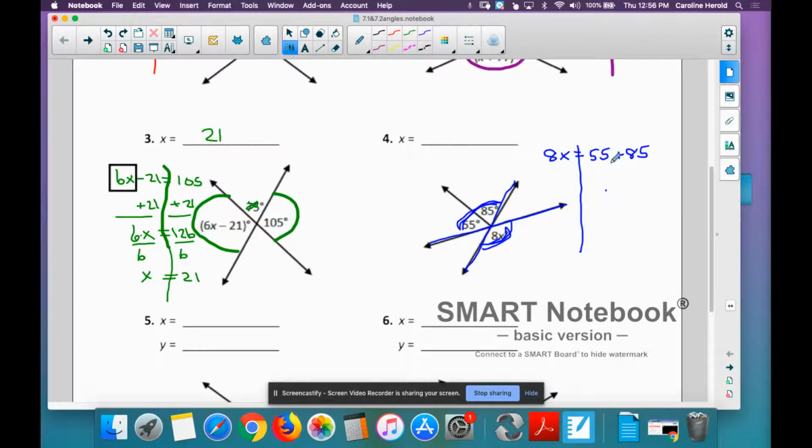That's right. Good job, Reese. We can add these two numbers together. Perfectly good thinking right there. 55 plus 85. What's that going to equal? 140. Good job. And I still have 8x on this side. That's a times in there, right, Jonathan?